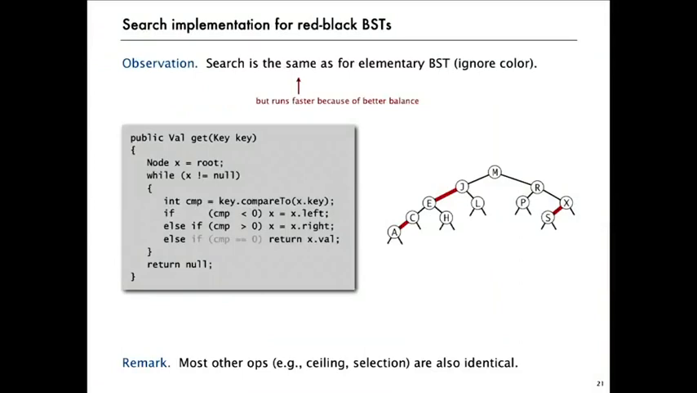Now, one of the most critical observations is that search in a red-black BST is exactly the same as for an elementary BST. We just ignore the color. It's going to be much faster because of better balance in the tree, but in terms of the code, we don't have to change the code at all. Our regular search code doesn't examine the color of a link, so we can just use it exactly as is. In fact, most of the other operations that we implemented on BSTs are also identical. They don't need the colors, but they can all benefit from the fact that the trees are much better balanced.